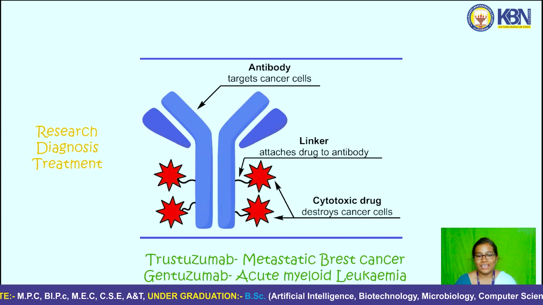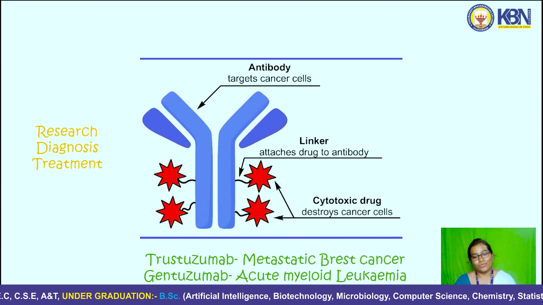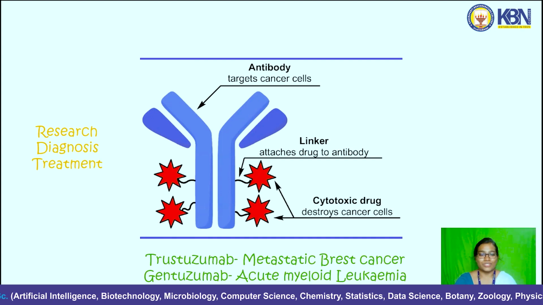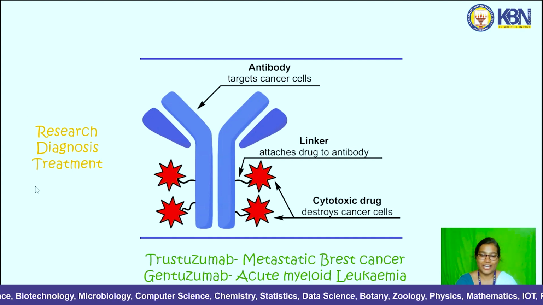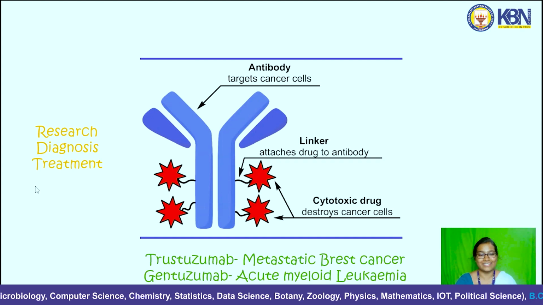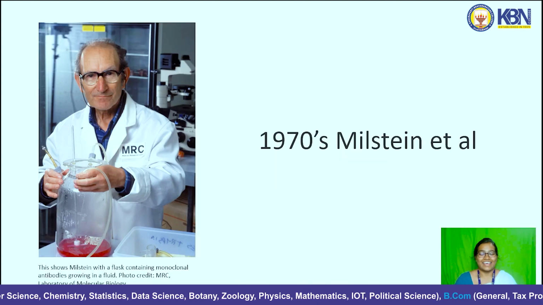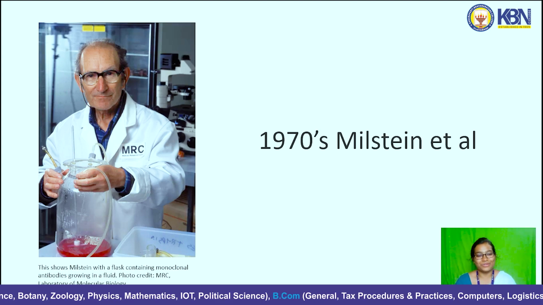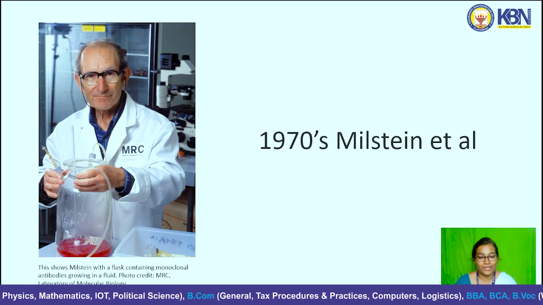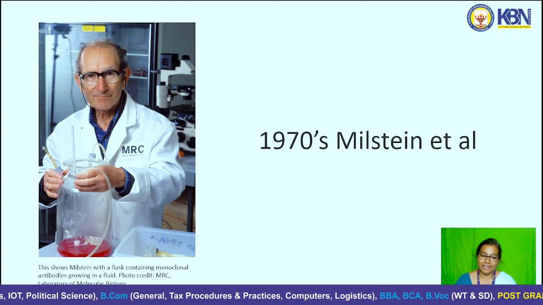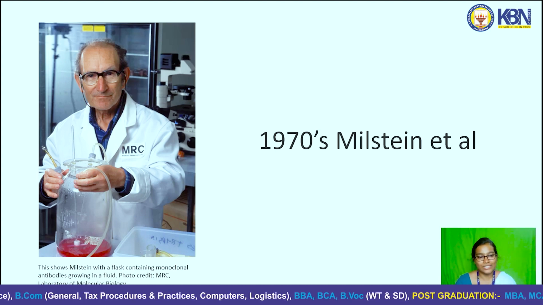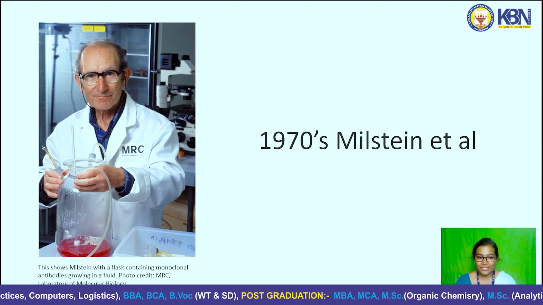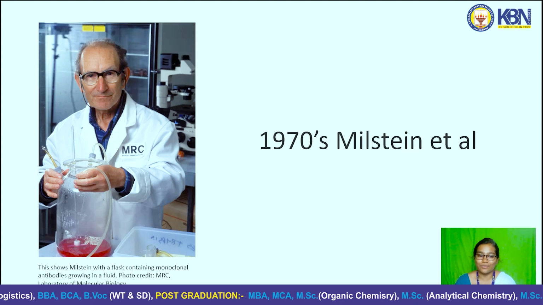Because of these wonderful characteristics of monoclonal antibodies, they are used for several purposes: research, diagnosis and treatment, as we have discussed earlier. It was Milstein and his associates in the 1970s who discovered the monoclonal antibody, who came up with this idea of using monoclonal antibodies for several purposes. He was the one who first cultured and purified monoclonal antibodies.